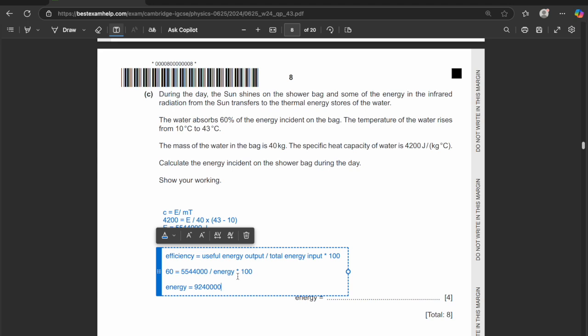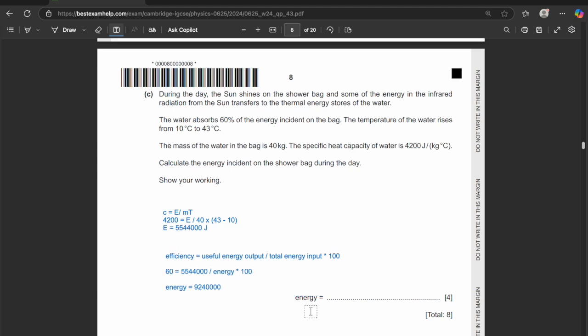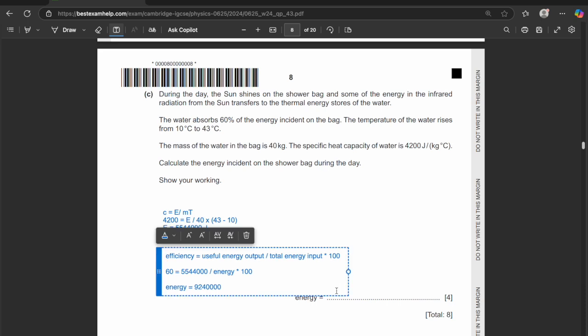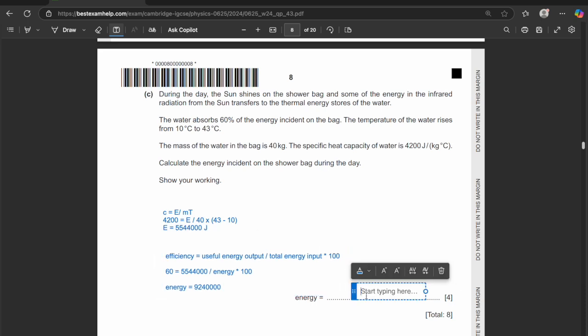So we can just write it in standard form to make it a bit neater, right? And to take two significant figures, 9.2 times 10 to the power 6 joules.